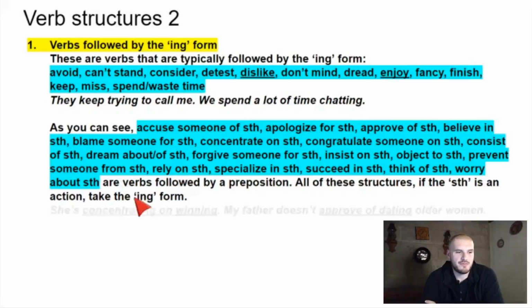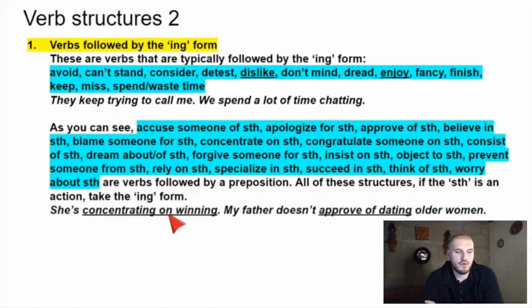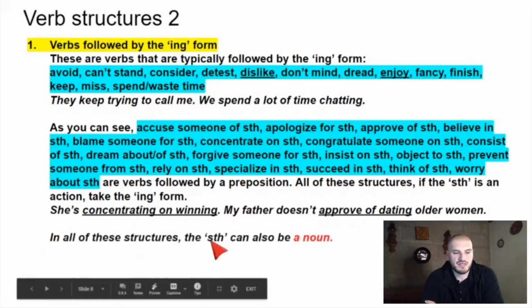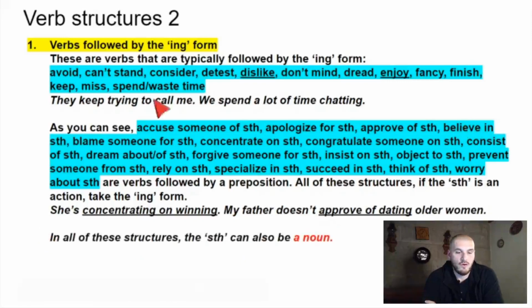So here are some examples. She is concentrating on winning. And my father doesn't approve of dating older women. In all of these structures, of course, something can also be a noun. So you can say, I believe in God, right? Or I believe in going to church, right? If the something is an action with these verbs, it has to be ing.